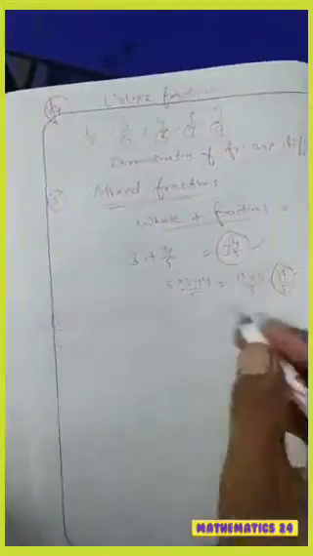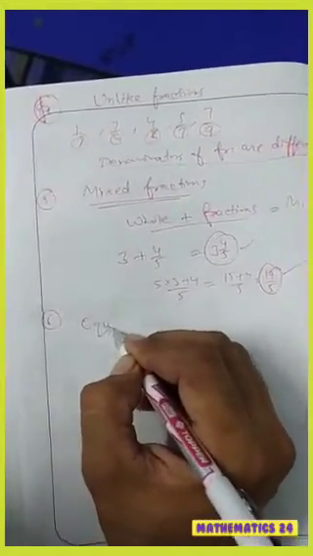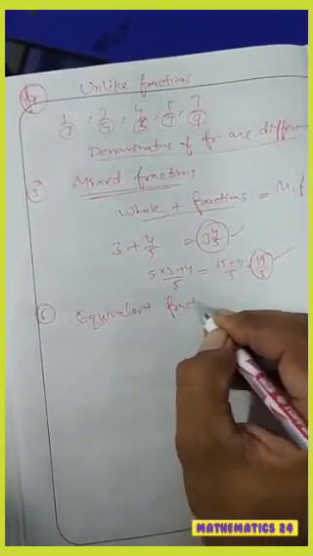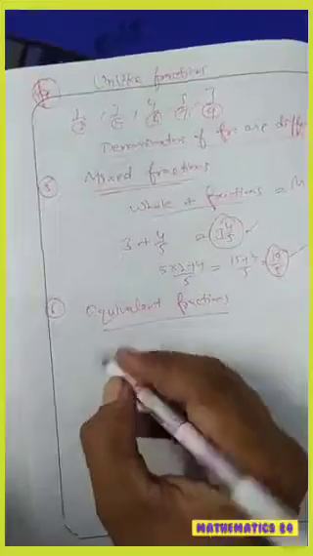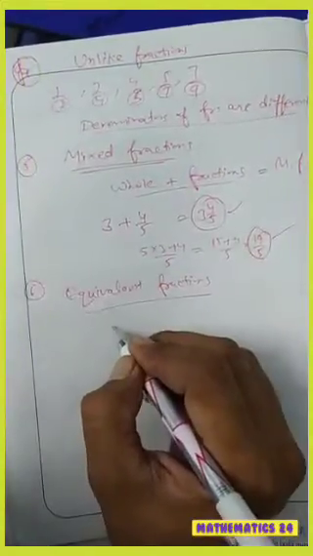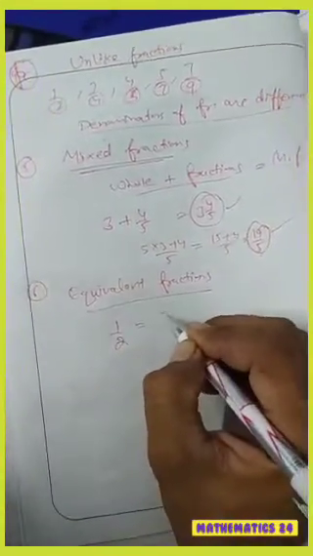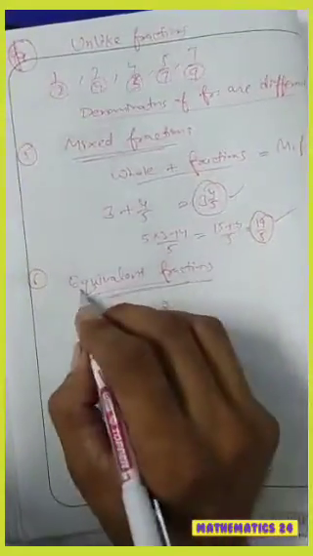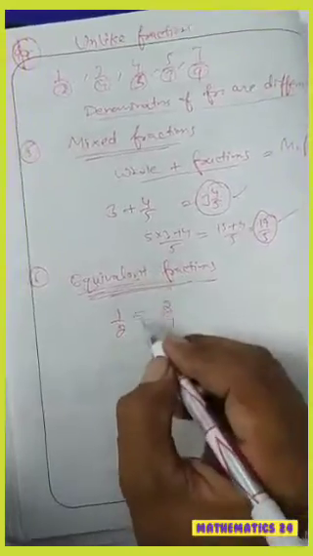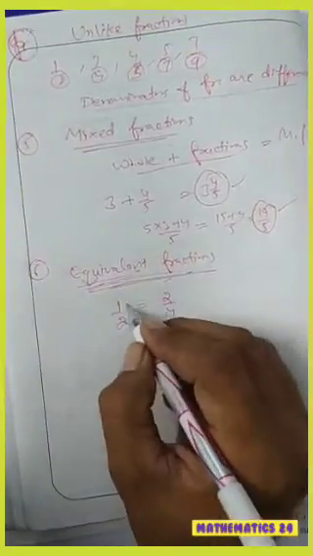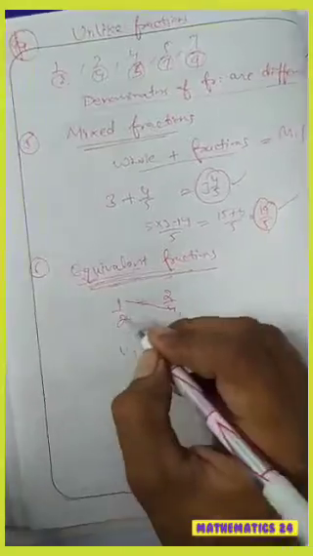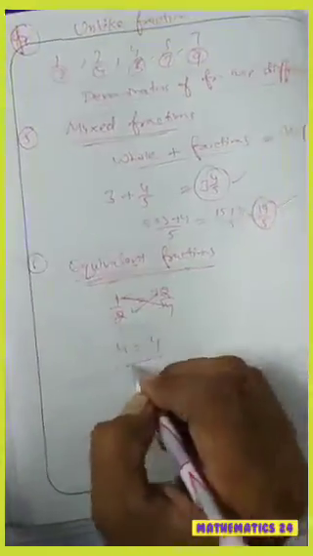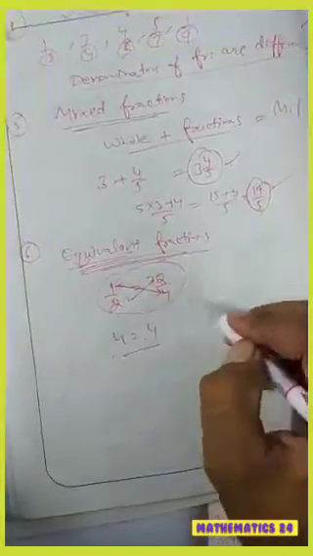Then the sixth topic is equivalent fractions. For example, 1 by 2, 2 by 4. So what is equivalent? Equi means those are equal. How can you check? This is the left side, this is the right side. 4 into 1, 4. 2 into 2, 4. Cross multiply. So both sides are equal. So we can say that both fractions are equivalent.